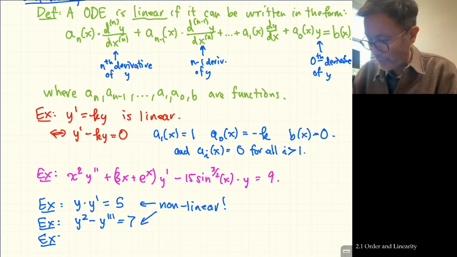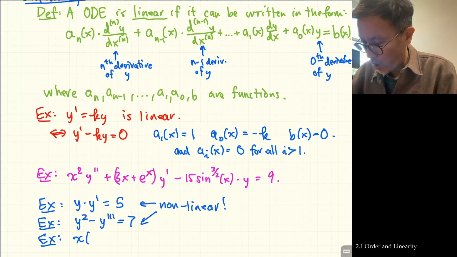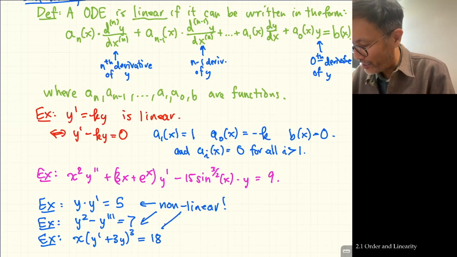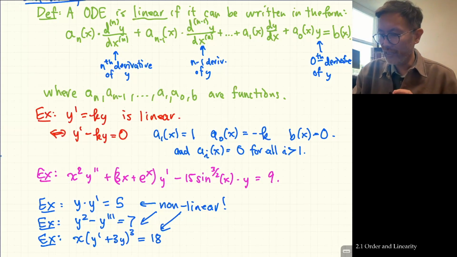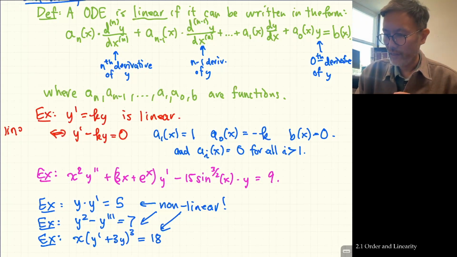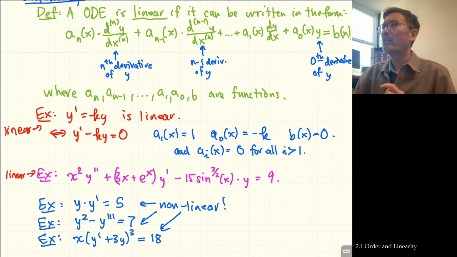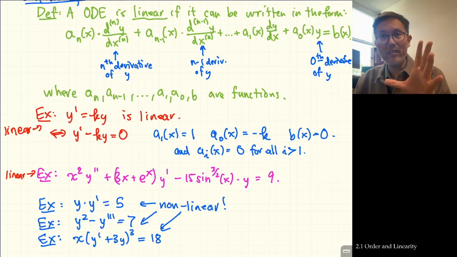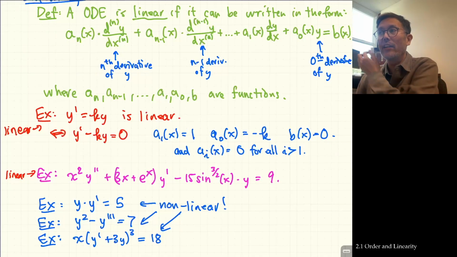You can have x's mixed in there too, I suppose. If you had x times y prime plus 3y cubed, okay, equals 18, this is again a nonlinear equation. This example here is linear. This example here is linear. This is not, these three examples down here are all nonlinear examples, okay? In this class, we're gonna focus quite a lot on the linear case.